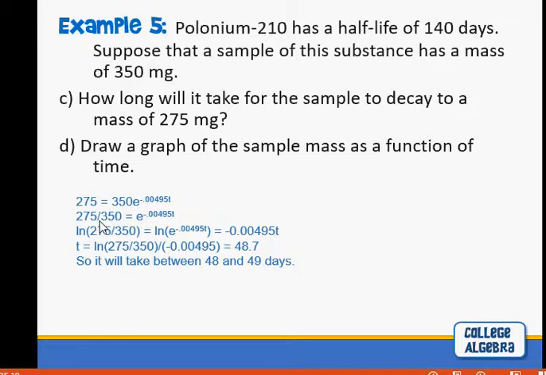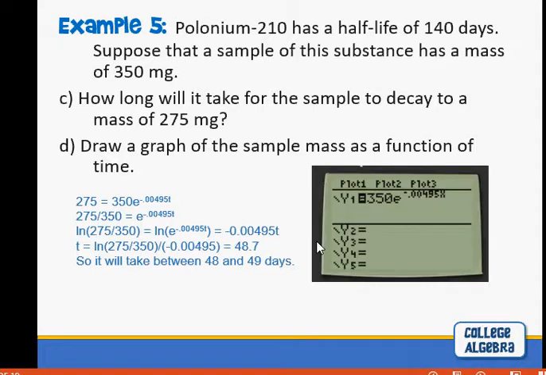You divide by 350. It's not half-life now, so you don't get a half. We're going to get natural log of whatever 275 divided by 350 is. Natural log of the other side wipes out e. You just get the power. Divide by the negative 0.00495, and you get your answer, 48.7. Okay? So sometime between 48 and 49 days, if you round to 49 days.